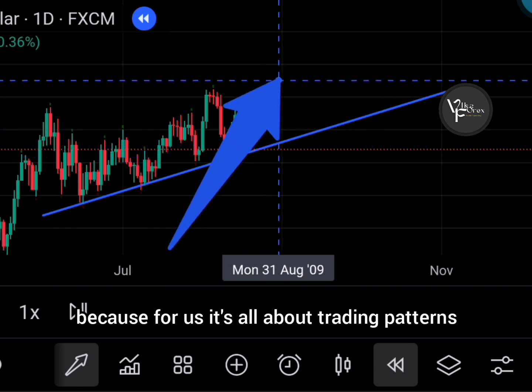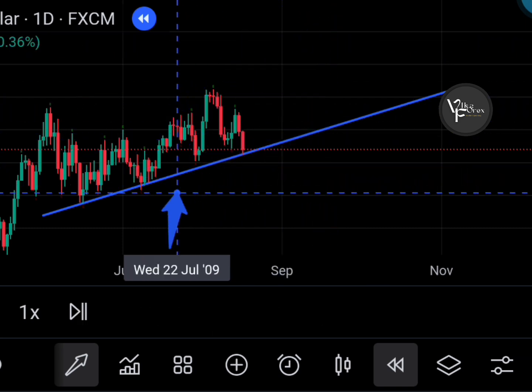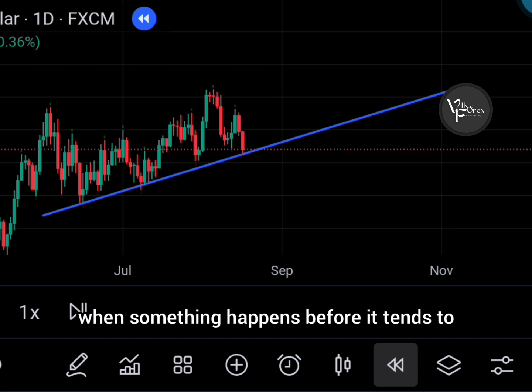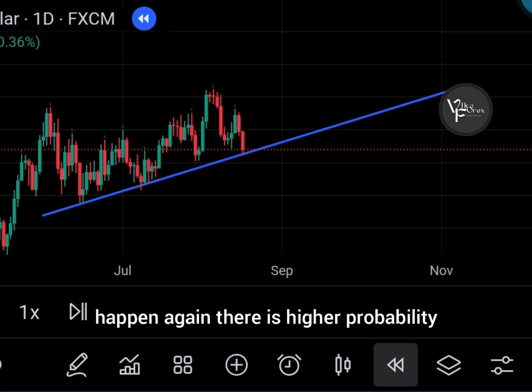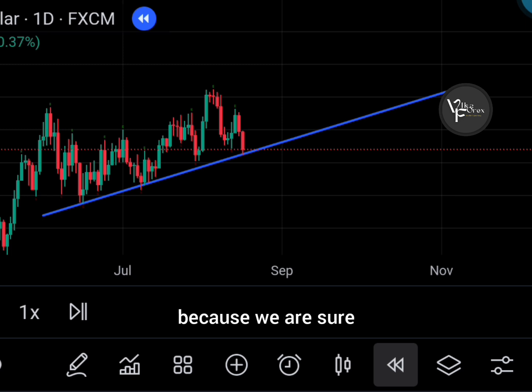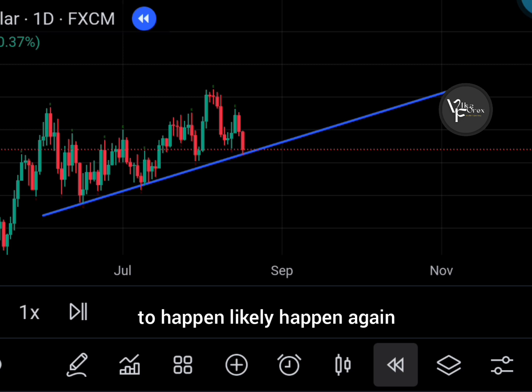You can actually predict, because Forex is all about trading patterns. It's all about trading repetition. That's what we do in Forex: we trade repetition. When something happens before, it tends to happen again. There is a higher probability that thing will happen in Forex again. So we take note of patterns, and when we see that pattern repeat itself, we trade it, because we are sure that based on how it started before, it is likely to happen again. That is Forex trading for you.